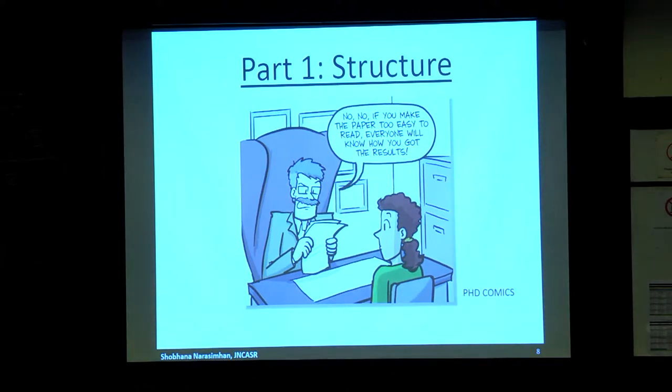So the first part is structure, and this is an advisor talking to a student and saying, no, if you make the paper too easy to read, everyone will know how you got the results. And I have to say, I feel there's some truth in this, because I work so hard to make my papers lucid and transparent, and then the referees always say, everything in this paper is obvious. And then they reject the paper. So I do tell my students now, maybe we shouldn't make it so clear. Maybe we should put in a little mumbo jumbo. I mean, I say it tongue in cheek, but there's some truth in this, I think.